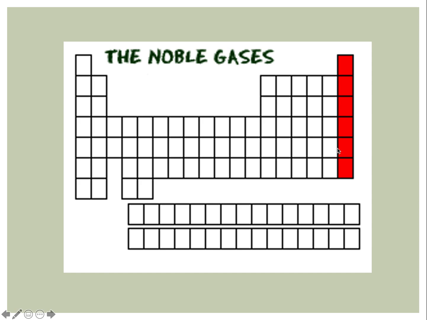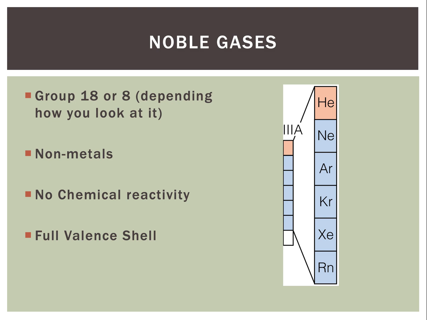Now, group 18 or group 8 here are my noble gases. So we looked at those a little bit when we were doing noble gas configurations. Now, noble gases have 0 chemical reactivity. Each of these elements has a full valence shell, or an octet. So neon, argon, krypton, xenon, radon all have 8 valence electrons in their outer shell, whereas helium has 2. But because helium only has that first shell of electrons, it is filled with 2.